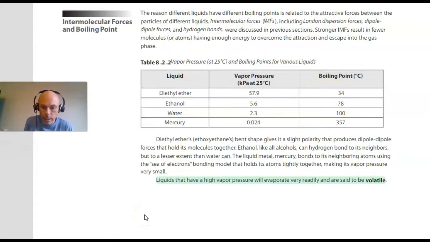And then finally, this word volatile or volatility describes how likely a substance will evaporate. Substances with weak intermolecular forces, with high vapor pressures, are more likely to evaporate and are considered to be volatile.